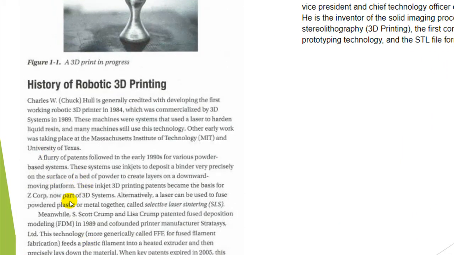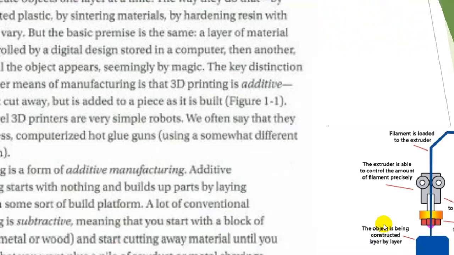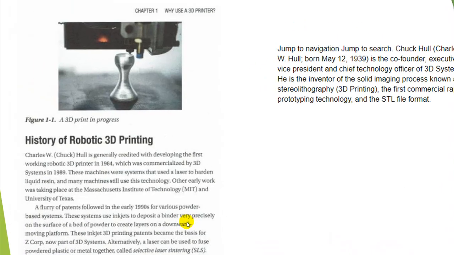These different types of printers we will study. And so we'll look at selective laser sintering, FDM, or fused deposit modeling. This is a fused deposit modeling technology, FDM. And we'll look at some of the laser. This is also FDM, and it's printing metal.